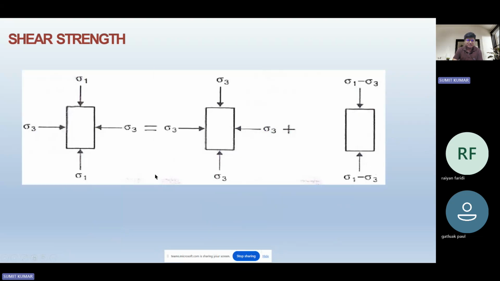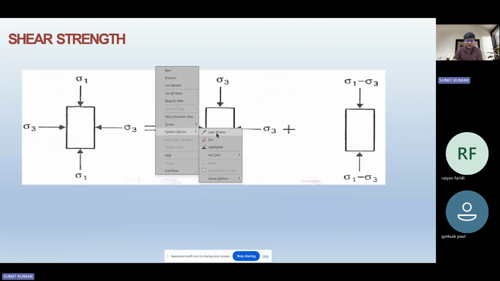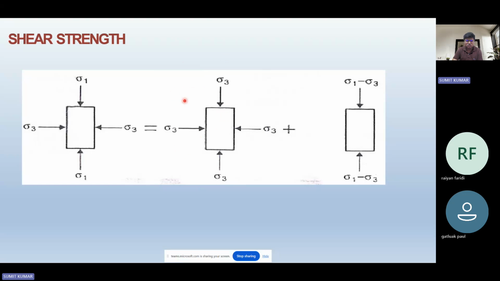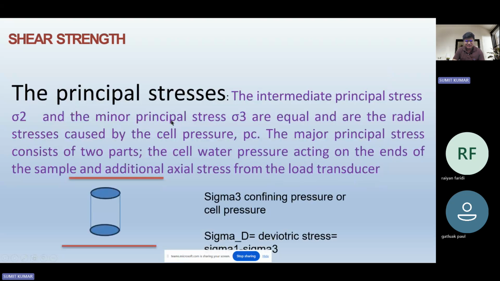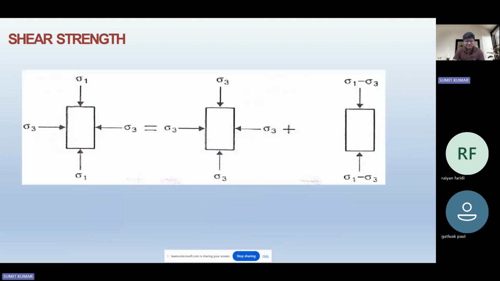So over here you can see sigma 3 is active at this cross section. So this is the confining pressure acting on the soil sample. Additionally, sigma 1 minus sigma 3, what I have mentioned in the previous slide, is going to be the deviatoric stress, additional axial stress acting in the vertical direction. When we sum up these things, this value is going to be sigma 3 in this direction and sigma 1 in that direction. So these are the basic things which I think the understanding is very much clear.